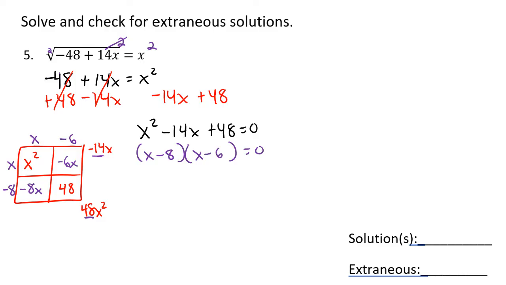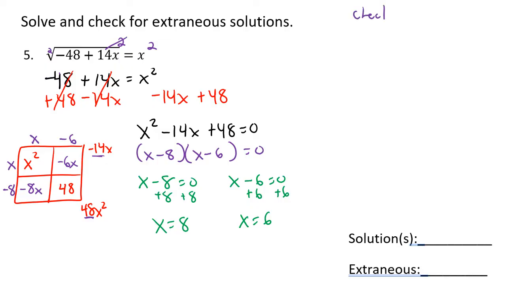All right, and then using the zero product property, we set each one equal to 0. In this case, we would add the 8 over, so x is equal to 8. Add the 6 over, so x is equal to 6. And once again, we do have to check to see if we have any extraneous. So we're going to check x equals 8 first. Once again, wherever you see an x, you're going to put an 8.